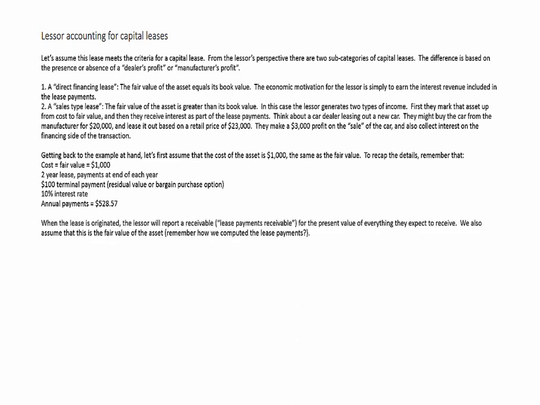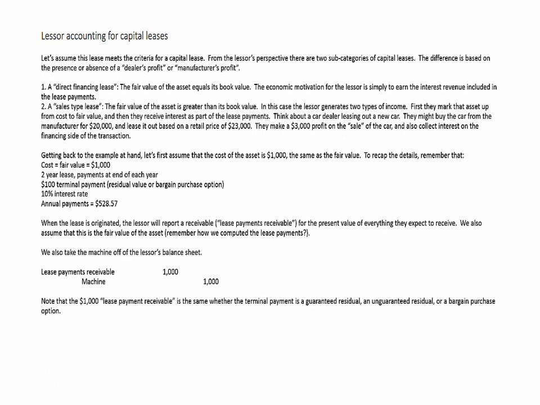Now, when the lease is originated, the lessor is going to report a receivable, lease payments receivable, for the present value of everything they expect to receive. We also assume that this is the fair value of the asset. Remember, that's how we computed the lease payments, so the present value of everything the lessor expects to receive should equal the fair value of the asset. So we'll go ahead and record a lease payment receivable for $1,000. We also need to take the asset off of the lessor's balance sheet. So assuming this is a machine, we credit machine for $1,000.